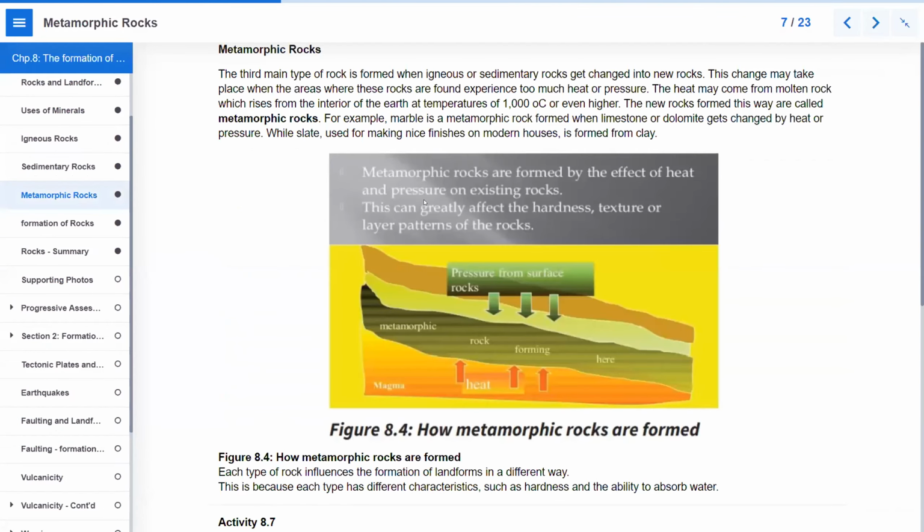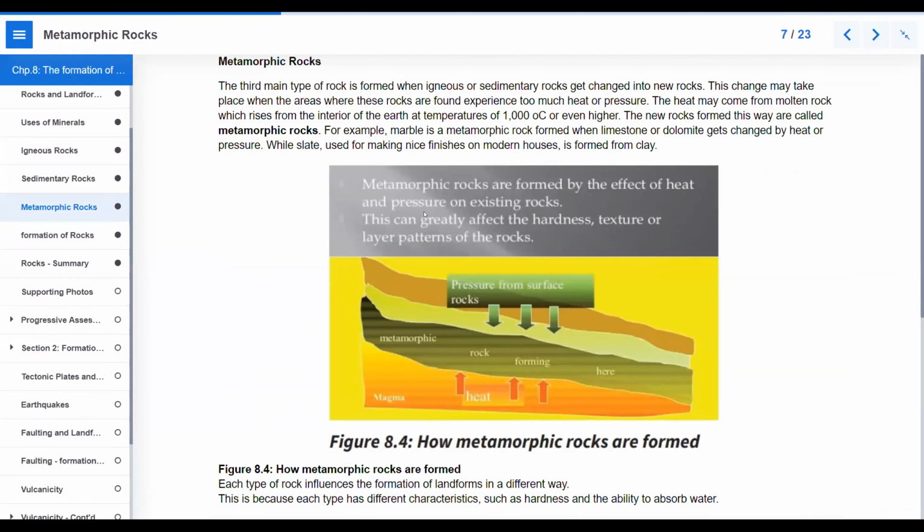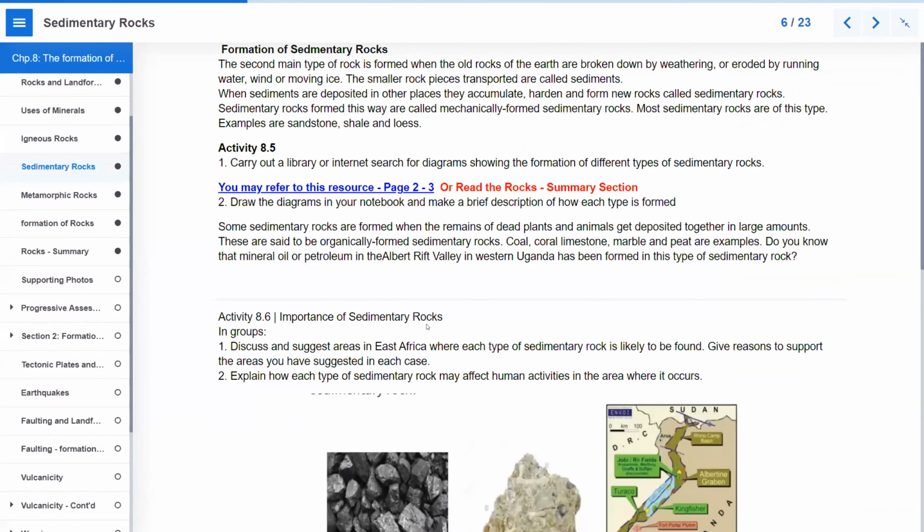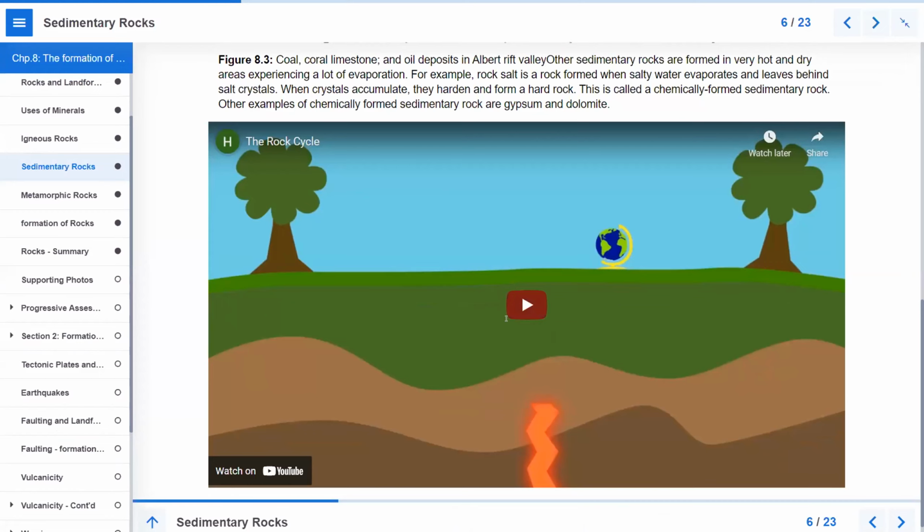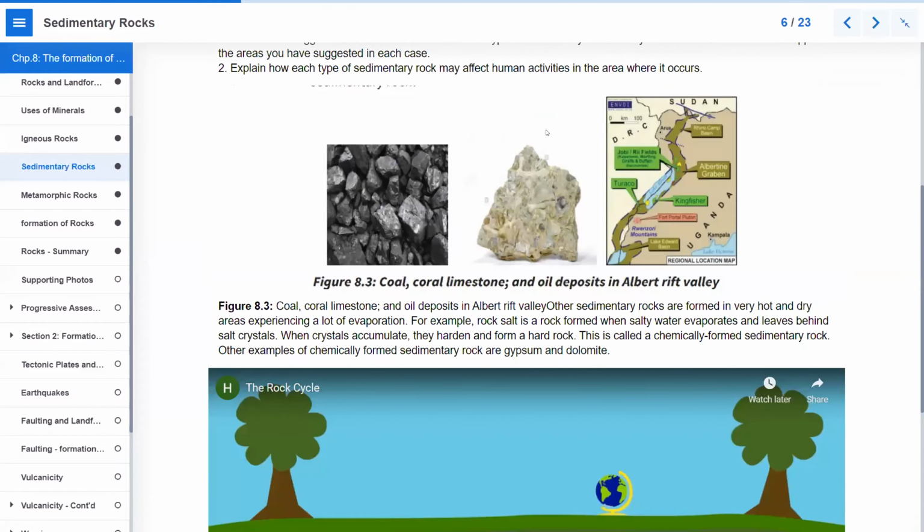Now that all of us know how to find these materials, let's now go to the other kinds of rocks. We talked about the sedimentary rocks, and we said that sedimentary rocks are from sediments. Some of them are organically formed when the sediments are from once living organisms, like when it comes to formation of oil and coal and coral reefs. Some of them are chemically formed, like when salt water evaporates, leaving behind salt crystals. So those are sedimentary rocks.